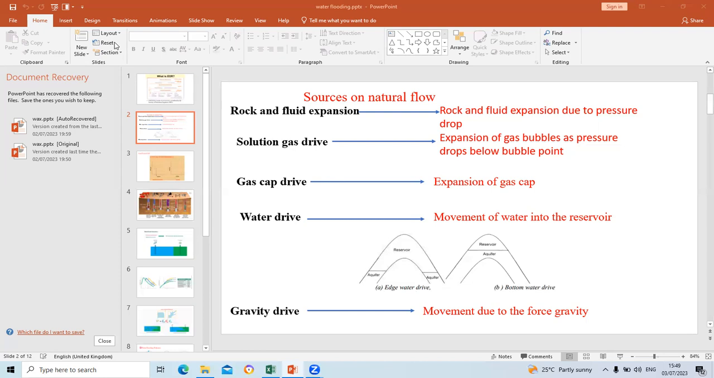Someone's mic is disturbing, please. Gamti, your mic.